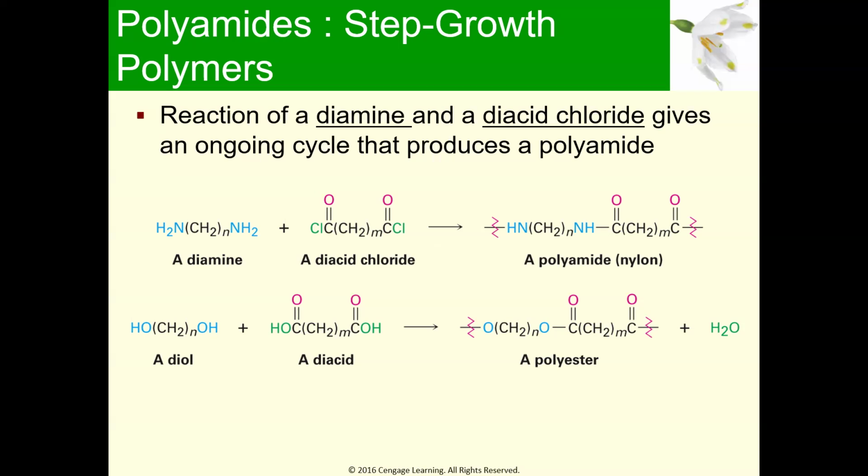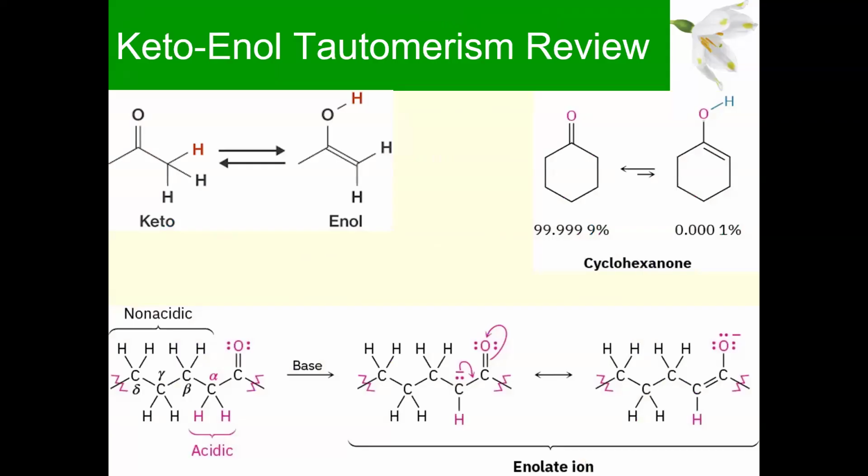All right. So that's pretty much it for chapter 21. Now we're going to launch into chapter 22, but not before reviewing a little bit about something that we've introduced already in this course, and that is the keto-enol tautomerism. Okay, so look at the figure here. There's basically these three pictures tell the story.